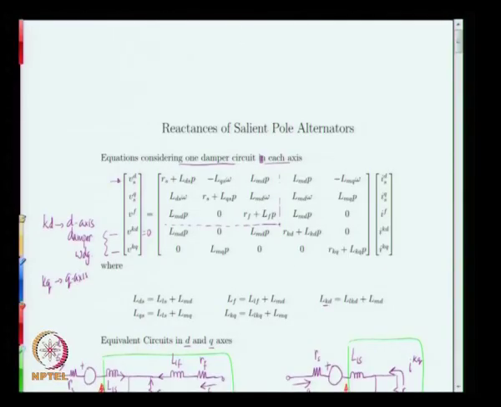Last lecture we have been looking at the equation for the salient pole alternator consisting of one damper circuit in each axis, and with that we have these equations as shown. These are 5 equations, 5 voltages and 5 currents written in this manner, where Kd represents the d axis damper and Kq represents the q axis damper.